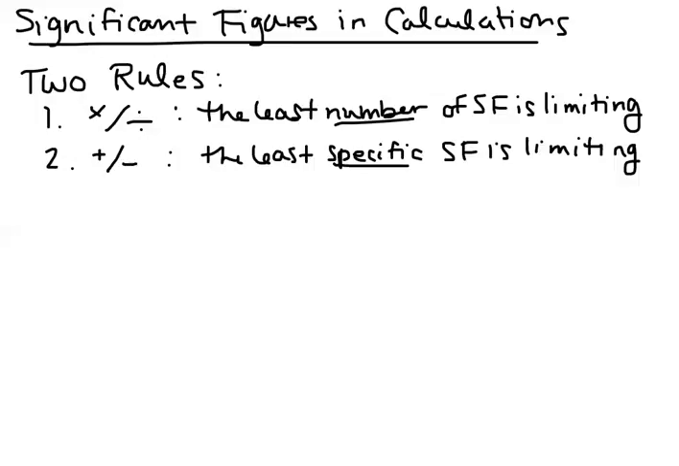Now, what do I mean by limiting? What limiting means is it determines how many significant figures are in the answer. For multiplication and division, when you're using your numbers in your calculation, the one with the least number of significant figures will limit the significant figures of your answer. And in addition and subtraction, the least specific sig fig in the numbers that you use will limit the sig figs of your answer. Let me walk you through some examples of this.